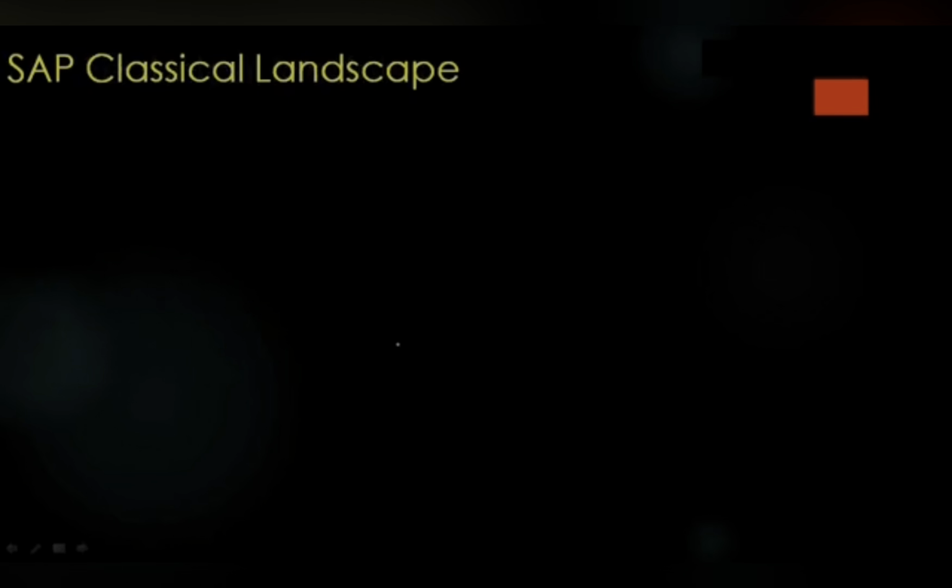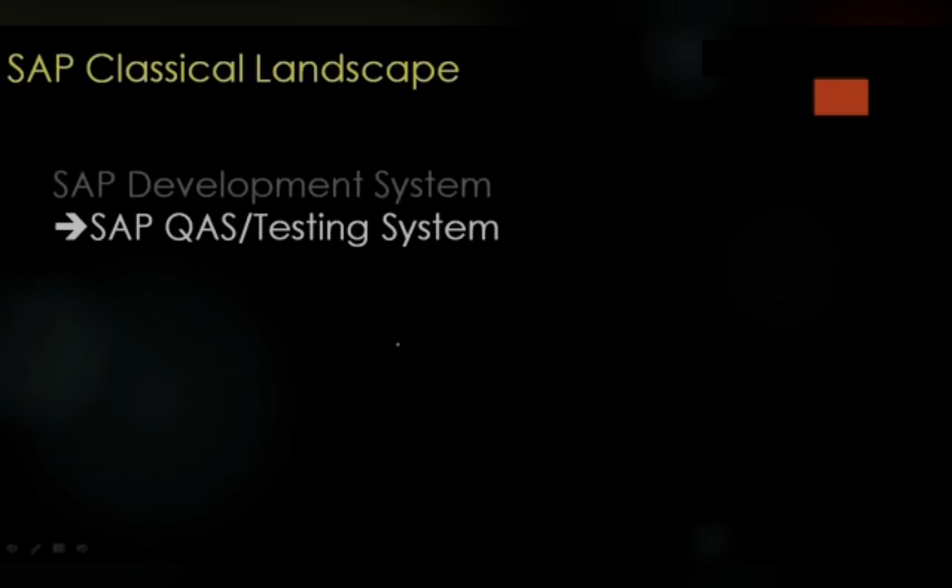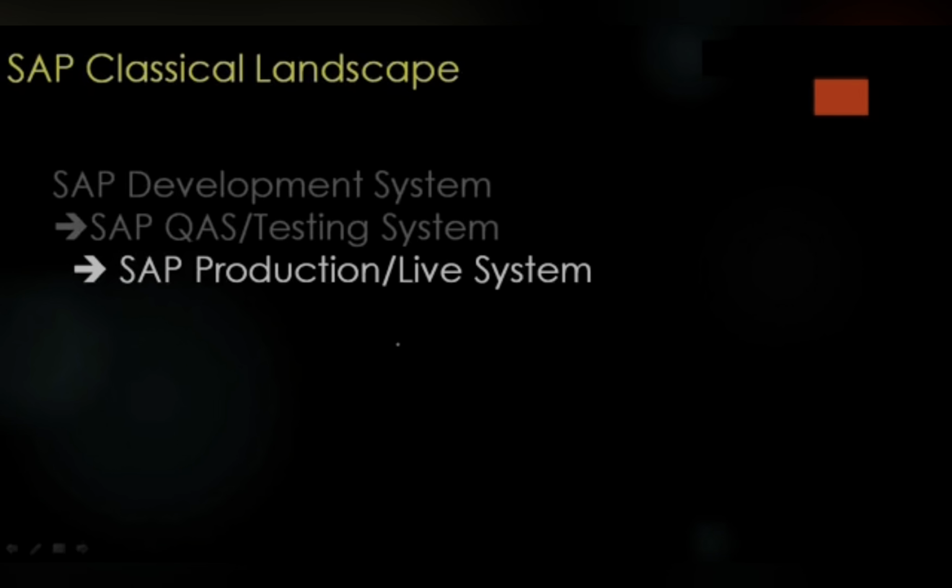Next, we'll talk about the classical landscape of the system. So basically we have three different systems in the real-time SAP system. One is the SAP development system, the second one is the QAS or testing system, and the last one is the production or live system. So why do we have 3 systems? Because we never change any setup or any customizing in the live system, because there can be some issue and the whole system can stop working.